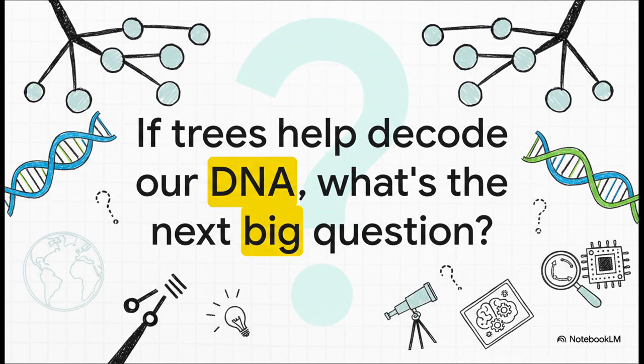So, we're left with this thought: decision trees are so much more than just a clever algorithm. They are a fundamental tool for discovery. They give us an understandable, powerful way to find patterns in incredibly complex data. So, if they're already helping us decode the building blocks of life itself, what's the next frontier they'll help us explore? What's the next big question they're going to help us answer?